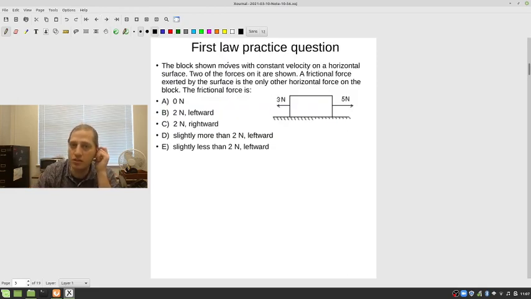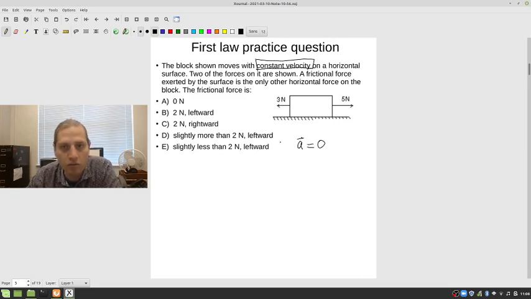So for instance, here's a nice first law practice question. It says, the block shown moves with a constant velocity on a horizontal surface. Two of the forces on it are shown. In addition to this, there's a frictional force exerted by the surface, and that's the only other horizontal force on the block. The frictional force is what? Well, the key here is constant velocity. If you have a constant velocity, your acceleration is 0.